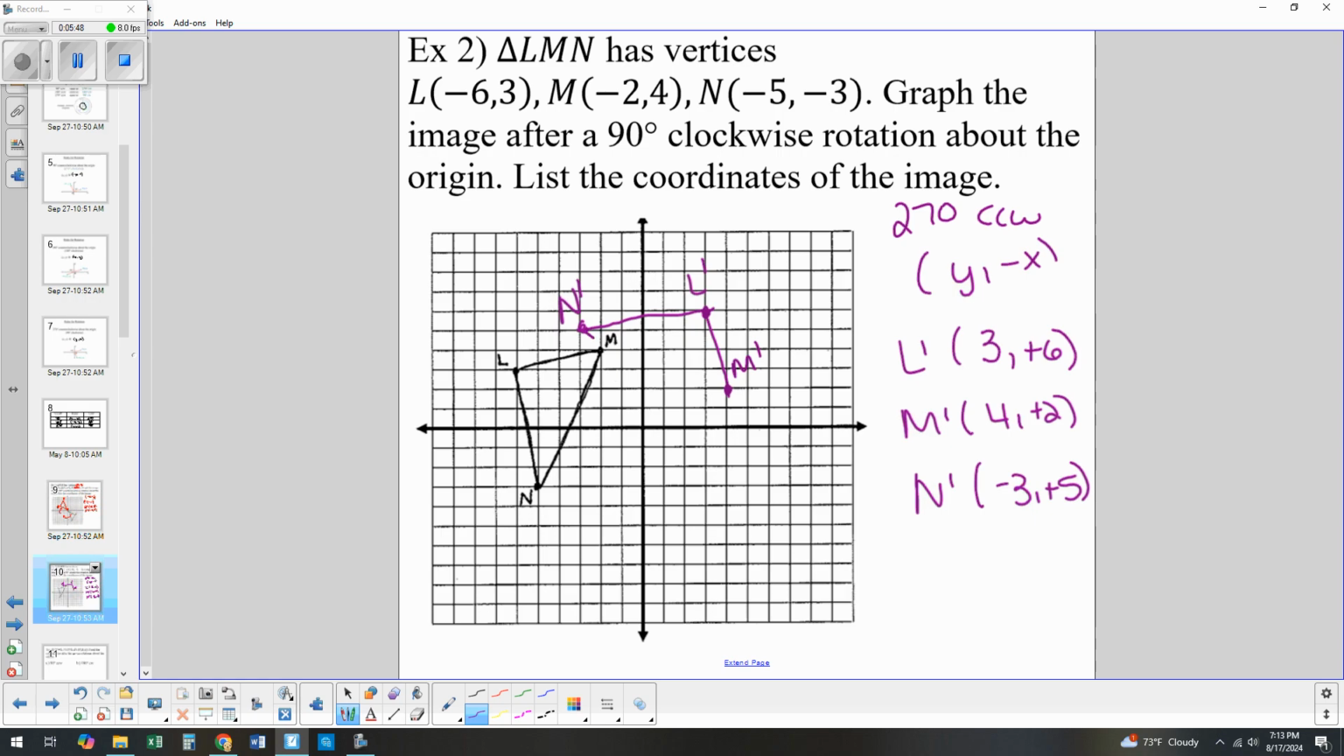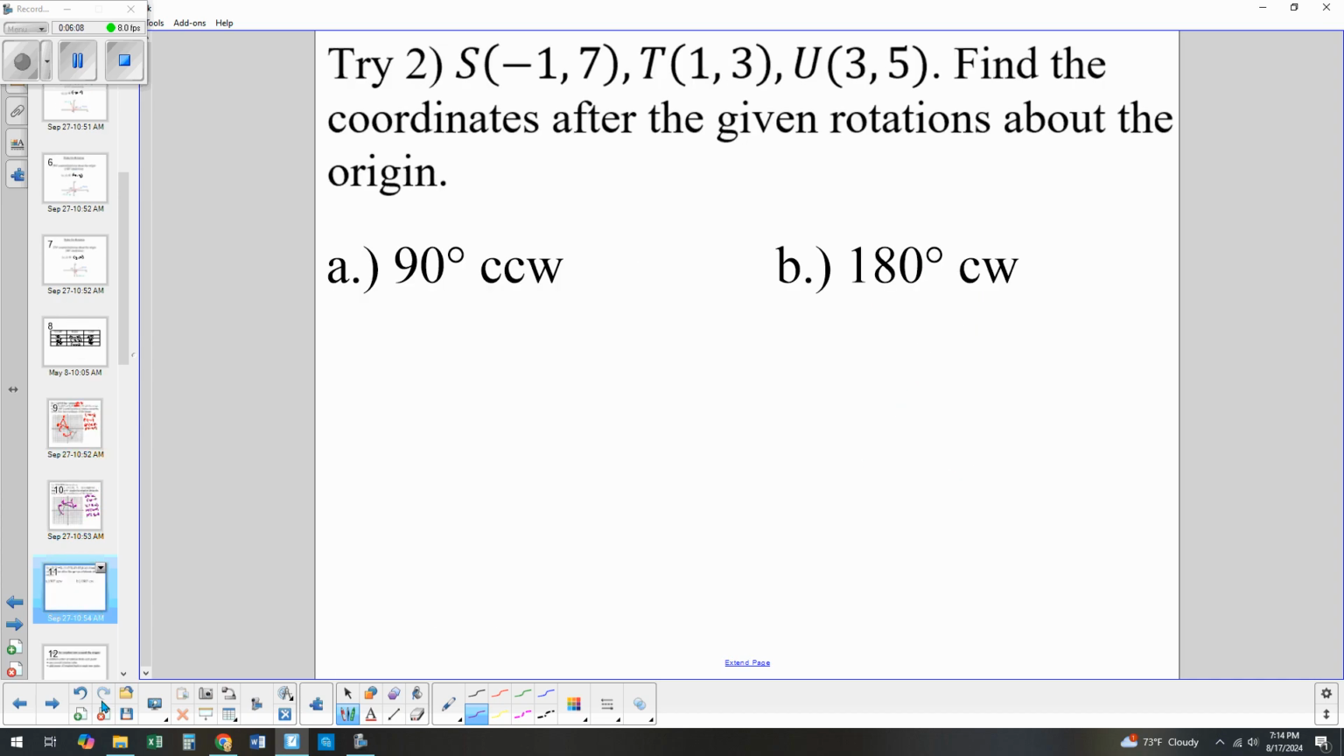And this again makes sense. The original was in two different quadrants, right? It was in quadrants 2 and 3. And we moved this point one quadrant, and we moved these points one quadrant. Each went one turn this way. So for the try, you don't even have to graph them. If you'd like to give it a shot, pause, and the answers are posted online.